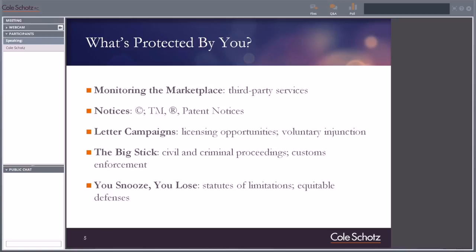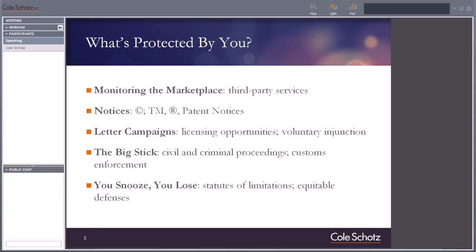Oftentimes we also see people flippantly putting patent pending on things. Just because you think at some point you're going to get a patent does not mean your patent is pending. A patent pending notice is not proper unless a patent application is actually underway, and there are potentially serious consequences if these notices are misused. So people just need to be very careful. And again, if you have any questions, we can answer them.